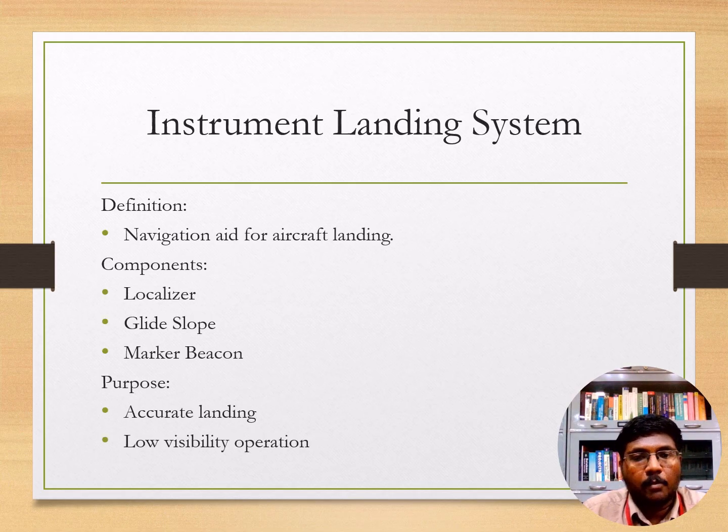Next we see about the instrument landing system. It is a process by which accurate landing takes place at the time of low visibility operation. In this system, we sometimes use a navigation aid for accurate landing. There are three components that should be present. They are localizer, glide slope, and the beacon.